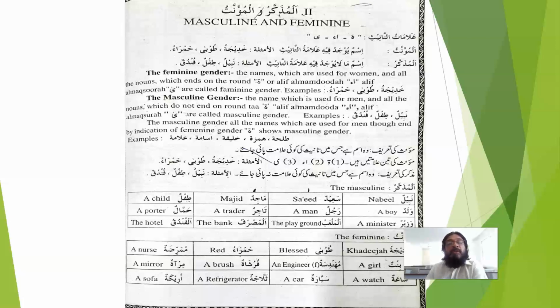Example: Talhatu, Hamzatu, Khalifatu, Usamatu, Allamatu. So these names have the indication of ta at the end, but still they are used particularly for men. That is why these names will be considered as masculine gender.